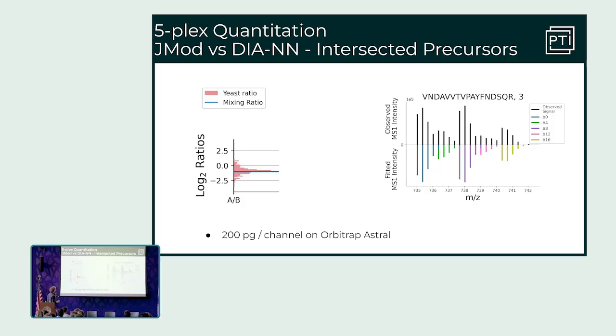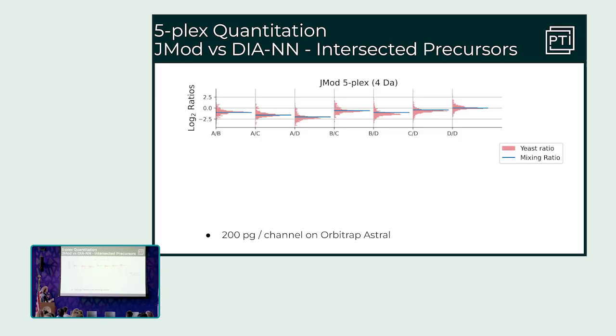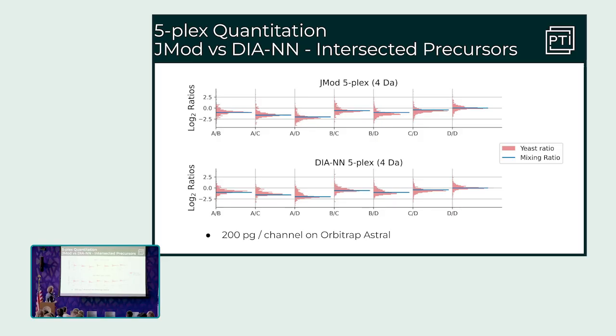We can do this more systematically, so we can look at all the different mixture levels and collapse, so all the A over Bs that are in this data, and compare that to the theoretical mixing ratios. And we can do this for all of the different combinations. So now we have all the different channels and their mixtures shown here on the data for the 5-plex 4 Dalton, and we can compare that to DIA-NN. So DIA-NN, as I said, is the leading search engine in this space. And you can see how we're getting similar, if not better, quant for these intersected peptides. So these are the same peptides identified in this 5-plex experiment by both JMod and DIA-NN, and we're getting similar, if not better, quantitative accuracy.